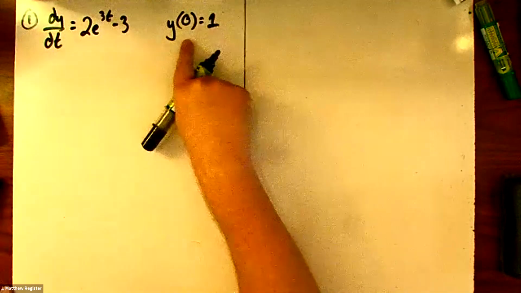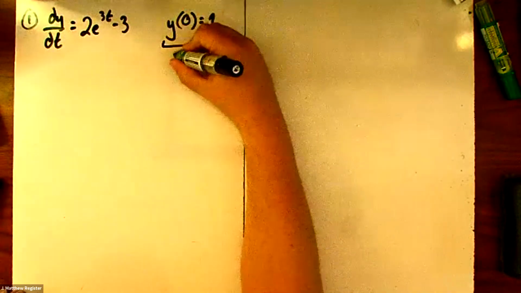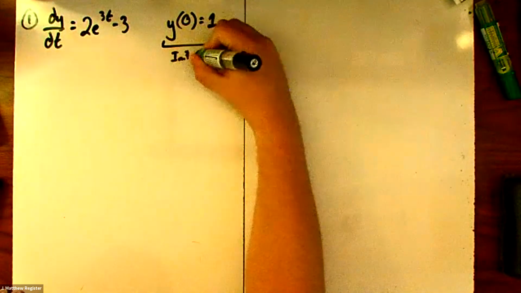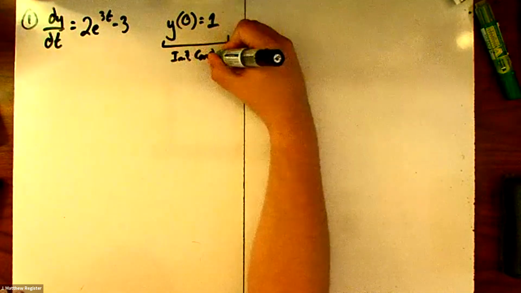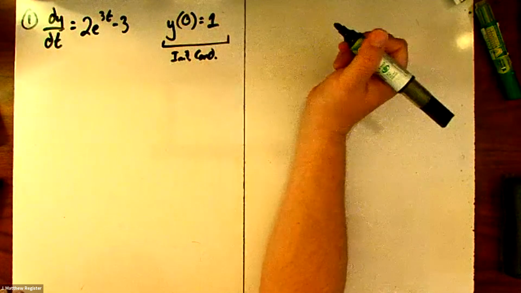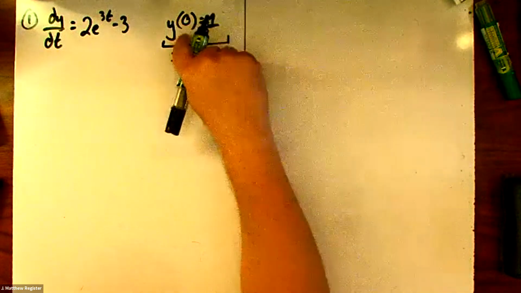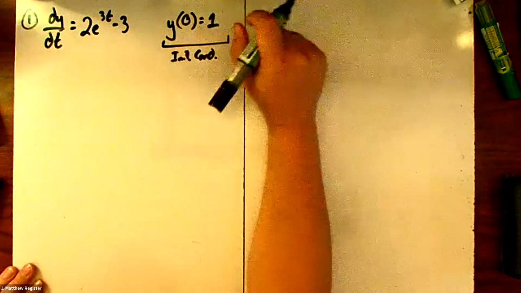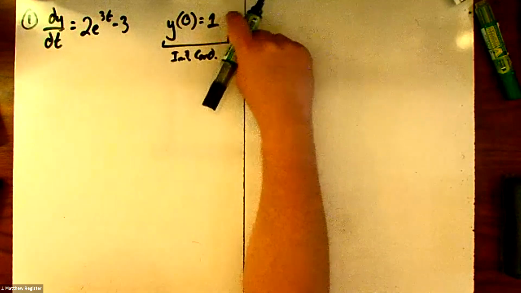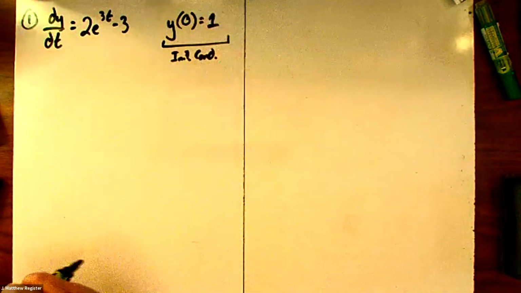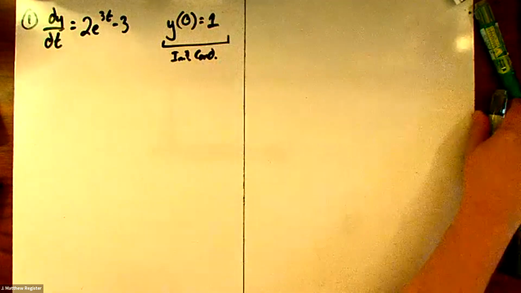And so this right here is the initial condition. And that's what makes this an initial value problem, because we're told that this is where we're starting. And if we're told a value with which we're starting, then we can actually calculate our C value out. And so let's figure this one out.